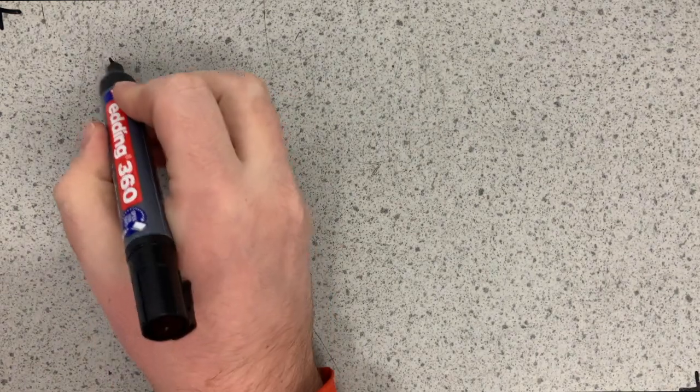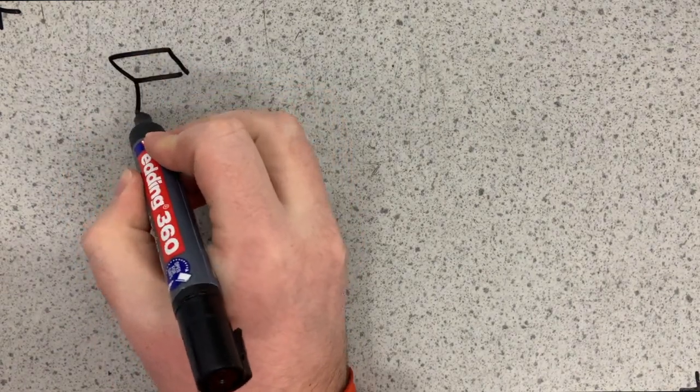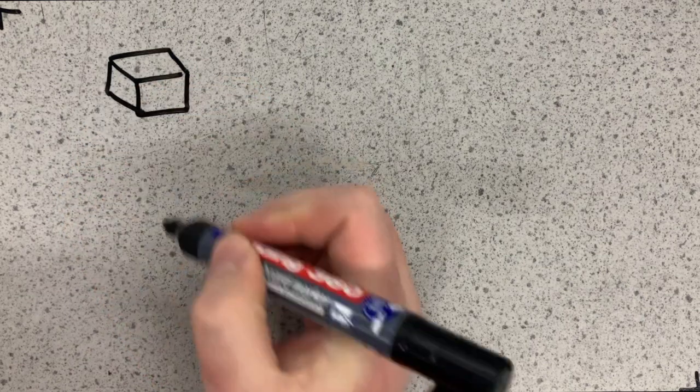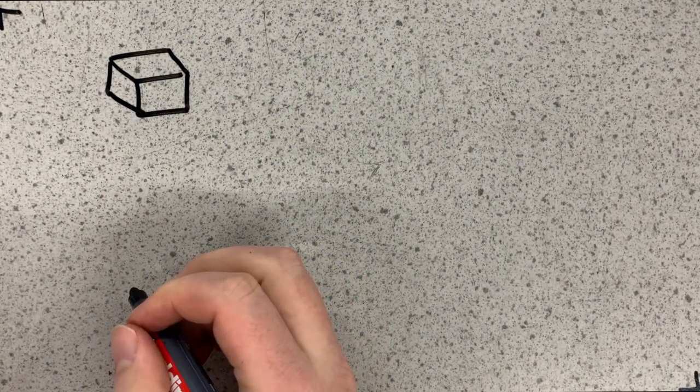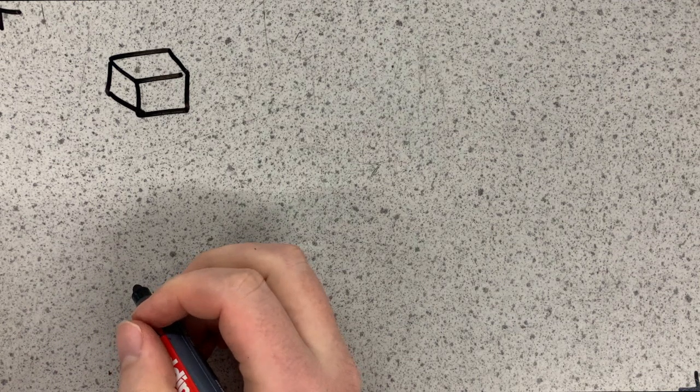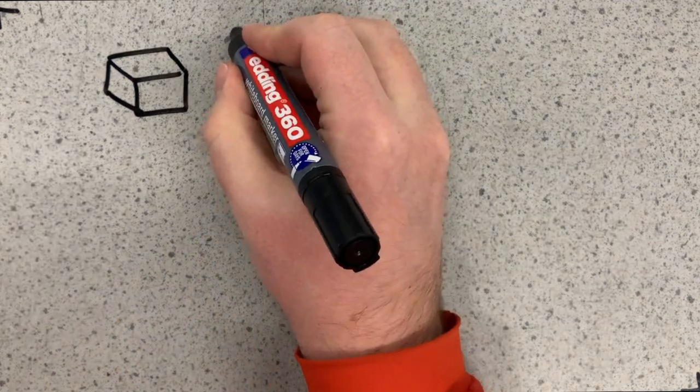If I've got a block, it doesn't matter what it's made of, and I want to change the temperature of my block, then there are certain things that are going to affect that. To start with, I'm going to be writing some stuff down here. I'm just going to start off with some notation.